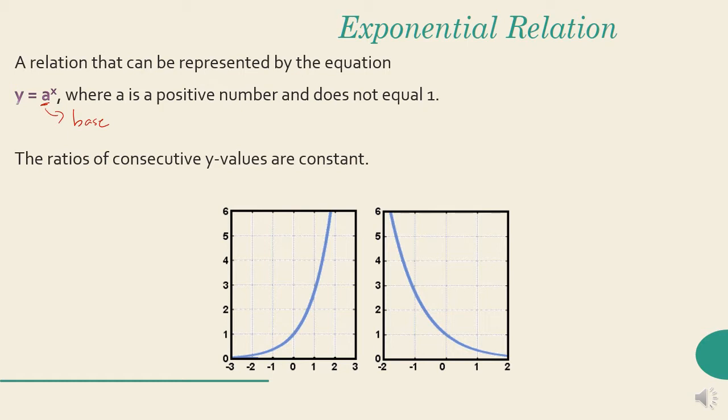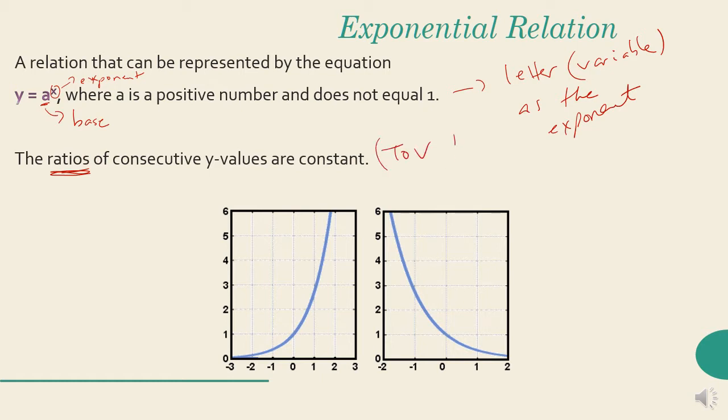And then remember, your x is your exponent. So the key to take away from this is anything that's exponential actually has the letter or variable as the exponent. The ratios of consecutive y values are constant. And we're going to take a look at a specific example explaining this in the next slide. We're going to do something with the table of values.